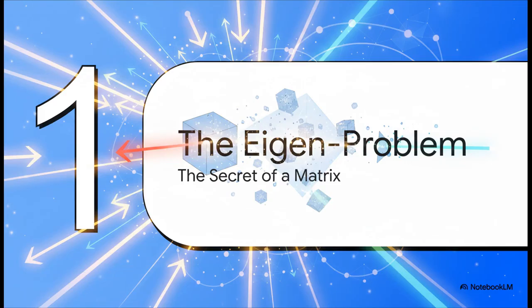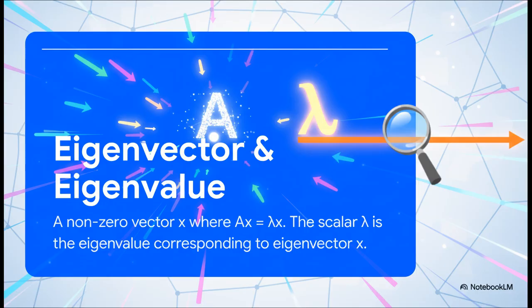Okay, so what is the big secret to solving a monster problem like A to the 100th? Well, it all comes down to finding these special, unique vectors that a matrix interacts with in a really simple way. See, instead of twisting and turning them, the matrix just stretches or shrinks them. That's it. Think about it like this.